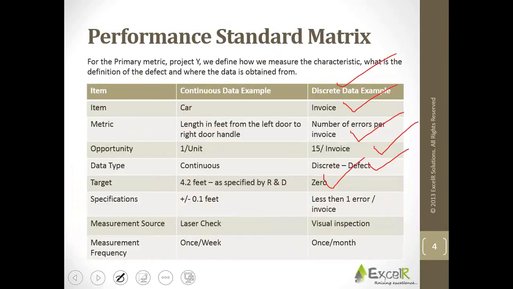Target is I want 0 defects. Specification is USL is less than 1 error. I don't want any error absolutely. How am I measuring? I visually check each and every invoice. How often do I do it? Once a month. So this is a simple performance standard matrix.